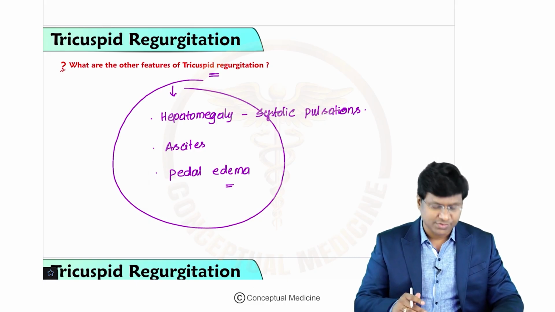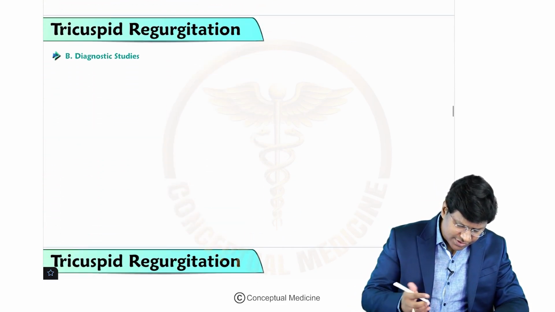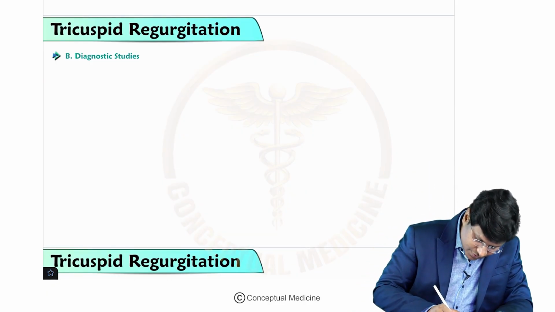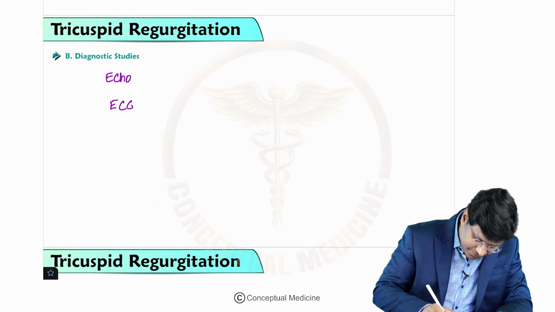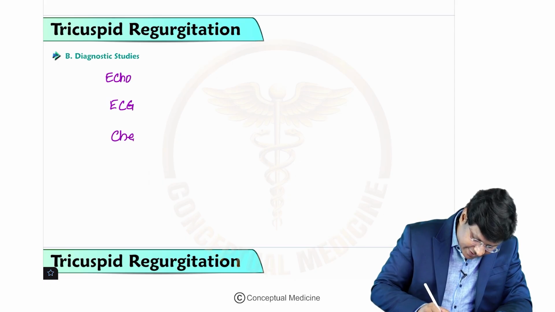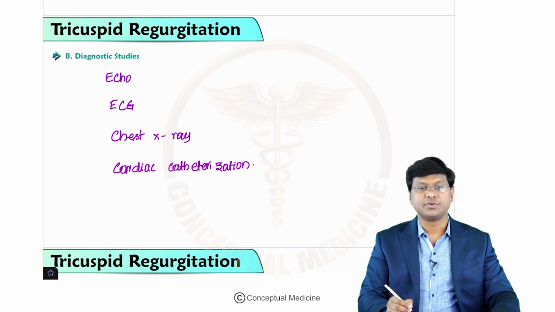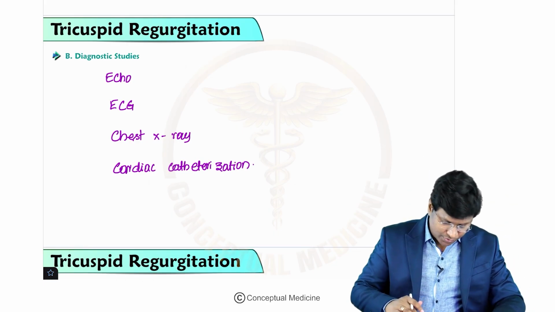Then how will you diagnose it? The first line investigation will definitely be echocardiography. Then ECG, and the chest X-ray will help in the diagnosis. The confirmatory test will be cardiac catheterization.